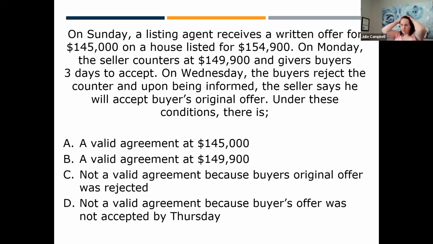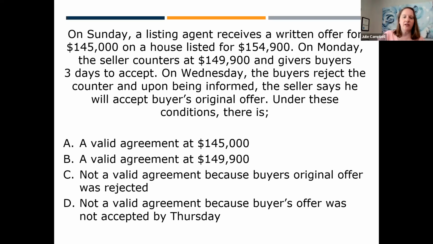Okay, so let's see what we got here. On Sunday, a listing agent receives a written offer for $145,000 on a house listed for $154,900. Not in this market. On Monday, the seller counters at $149,900 and gives the buyers 3 days to accept. Wednesday, the buyer rejects the counter, and upon being informed, the seller says, no, I will accept the buyer's original offer.